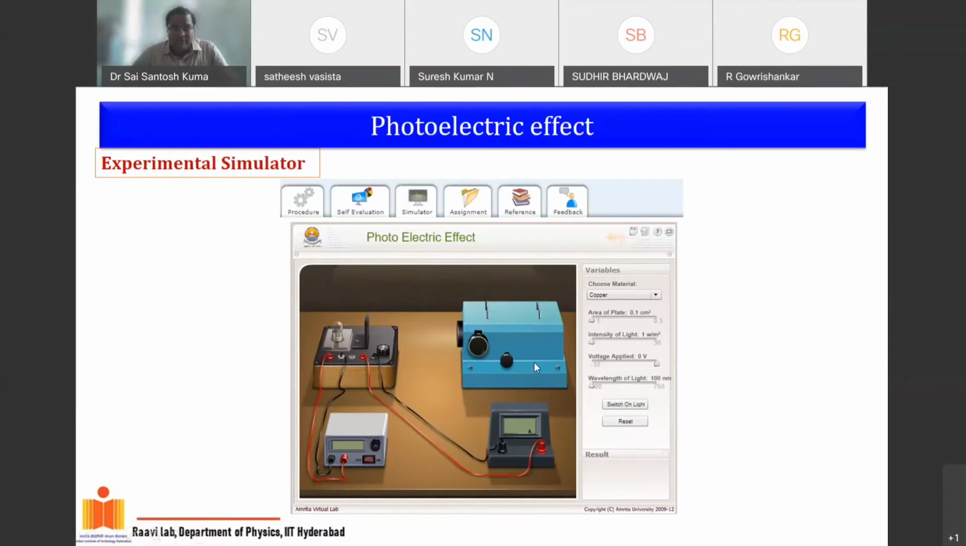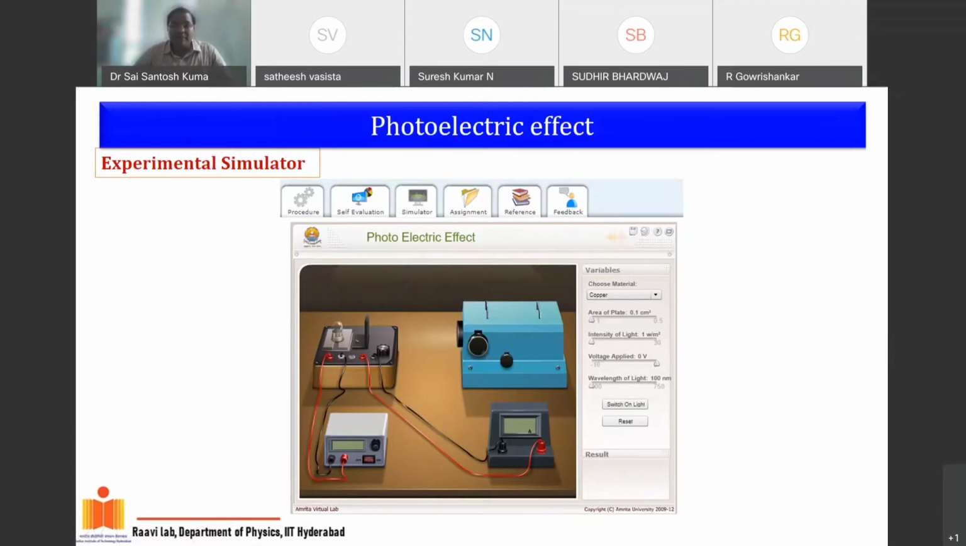So all you do in the experiment is you shine the light, you vary the current. Okay. So what are the different variables here? You can choose the material. You can choose the area of the plate. You can have a variation in the intensity. You can keep changing the intensity, because we also know that irrespective of the intensity, something changes, something doesn't change.